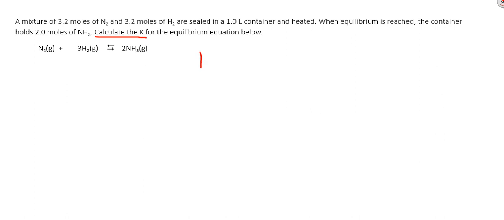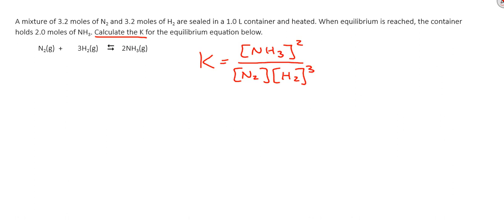What do I mean? Well, K, the equilibrium expression, would be this. Ammonia squared over nitrogen times my hydrogen concentrations, and my hydrogen would be cubed based on the coefficient. If I want to solve for K, I need all 3 of those values at equilibrium, right? I need my concentrations at equilibrium. Otherwise, I can't solve for K. So the values that are given to me within this problem, I must be able to determine that.